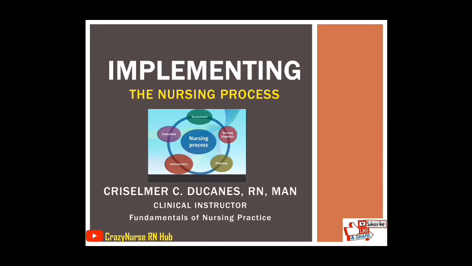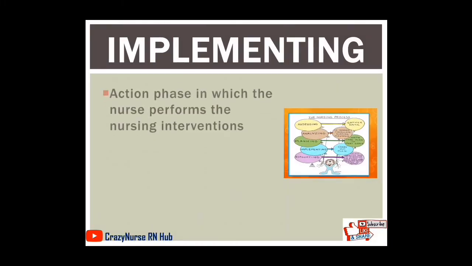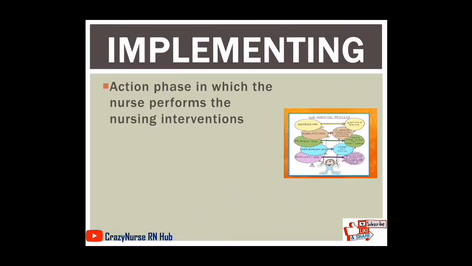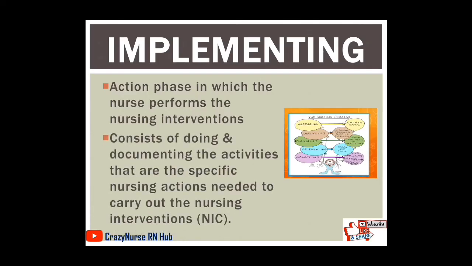Now let's discuss implementing, which is the fourth phase in the nursing process. Implementing is the action phase in which the nurse performs the nursing interventions. Using the Nursing Intervention Classification terminology, implementing consists of doing and documenting the activities that are the specific nursing actions needed to carry out the interventions. The nurse performs or delegates the nursing activities for the interventions that were developed in the planning step and then concludes the implementing step by recording nursing activities and the resulting client responses.